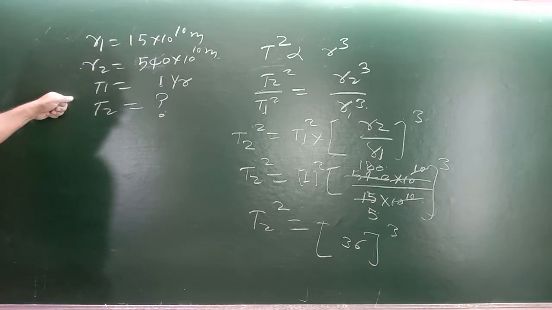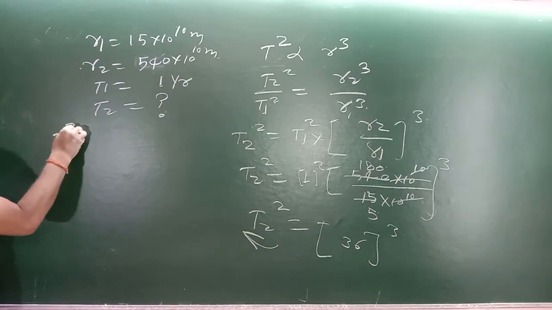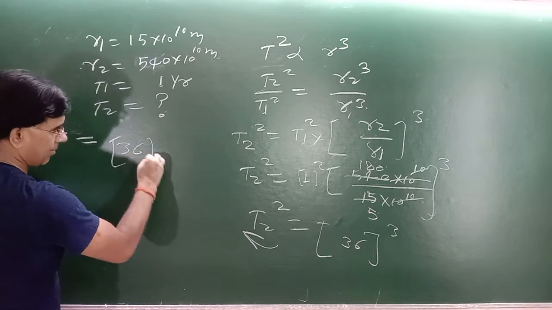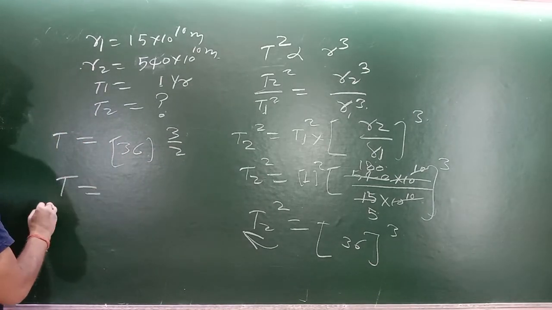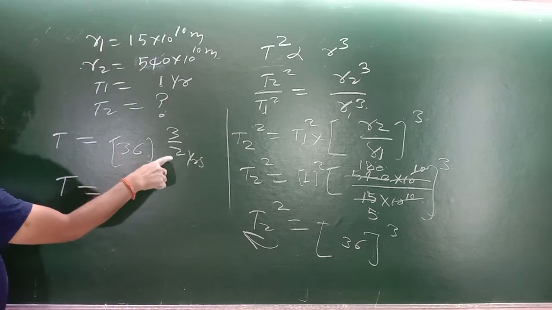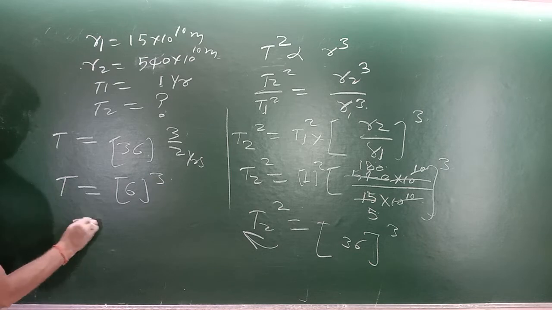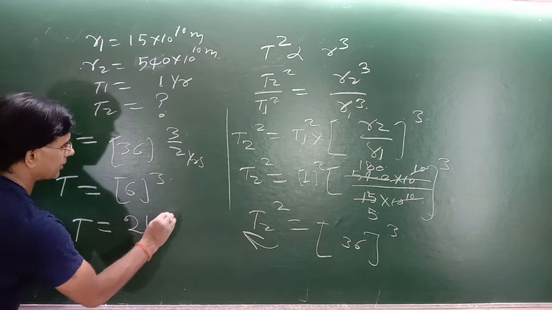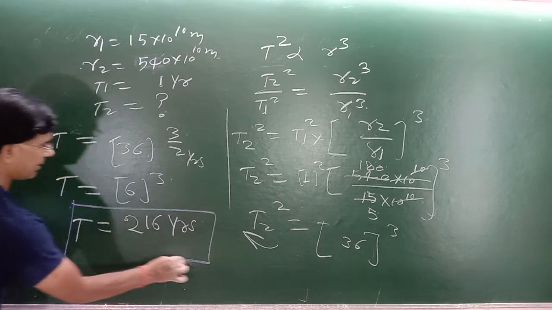Again, what will happen? Now T square equals 36 power 3, so T equals 36 power 3 by 2. Taking the root, 1 by 2 gives 6 into 3, so T will be 6 into 6 into 6, which is 36 into 6, 216. 216 years. This is the very, very fantastic answer.